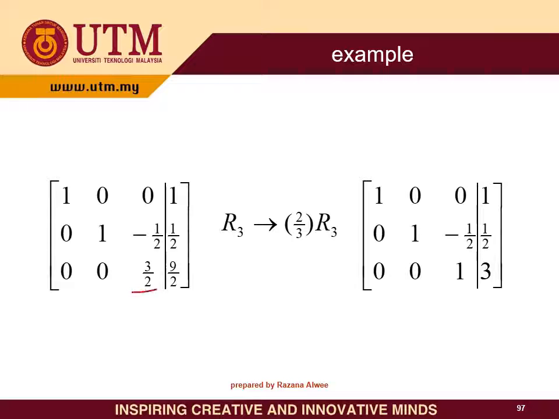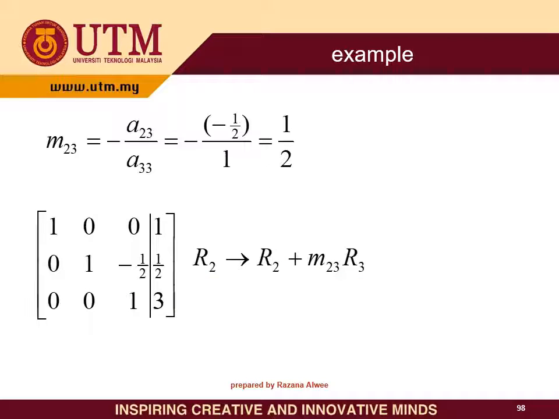Then we focus on changing this one into 1. Alright, how to do this? We need to change row 3 because this is on row 3 by multiplying with 2 over 3. Then the result will be 1 and 3 for the constant here. So we have 0 0 1 3.